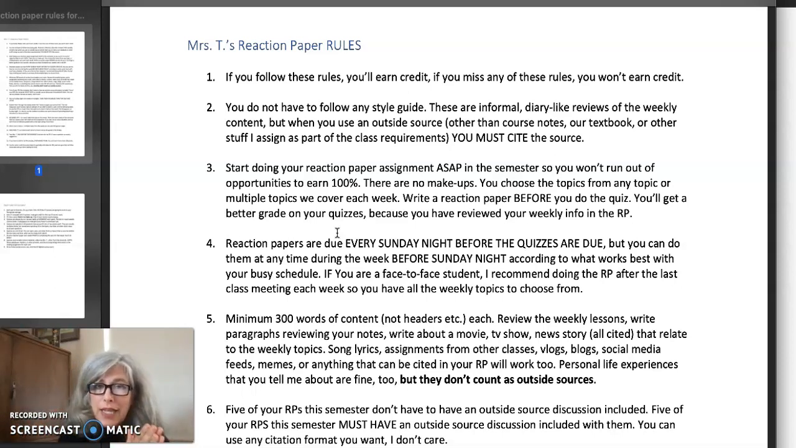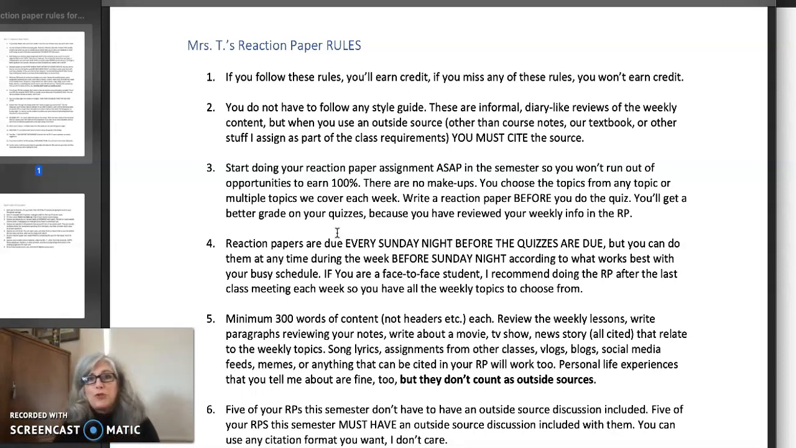They are 10 points each. You get them 10 points at a time, up to 10. That's 100 points. And so let's talk about it. You don't have to follow any style guide. A reaction paper is very free flowing and it's up to you how you format it.